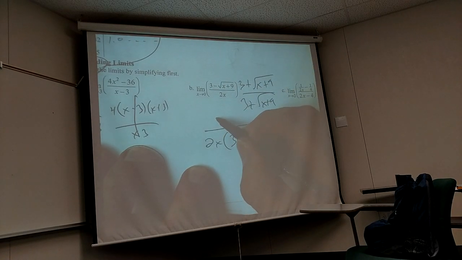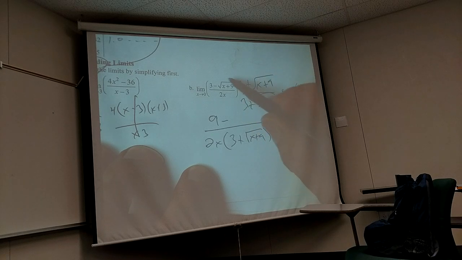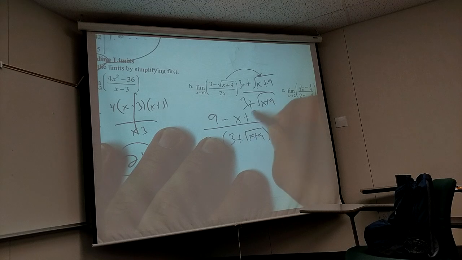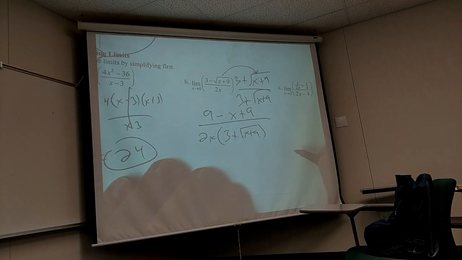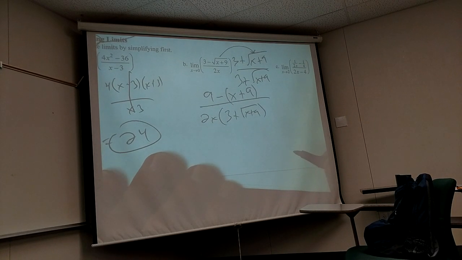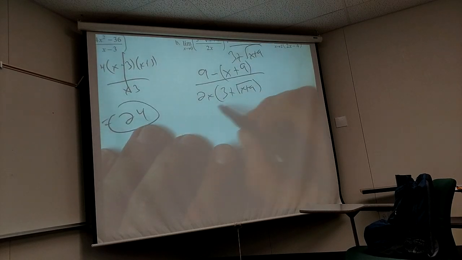Now this is where you can make a real easy mistake. 9 minus, right? 9 minus what? What's rad x plus 9 times rad x plus 9? X plus 9. Because half of it times another half of it is a whole. But if you do this, you're not right, because it's minus the whole thing. So that's a really easy mistake to make. The negatives always get us. It's like nature in Jurassic Park. They always find a way.